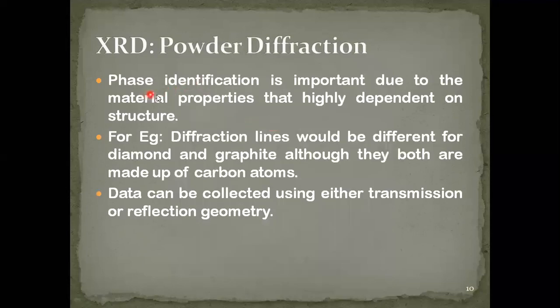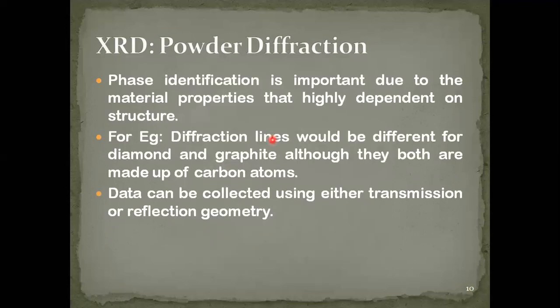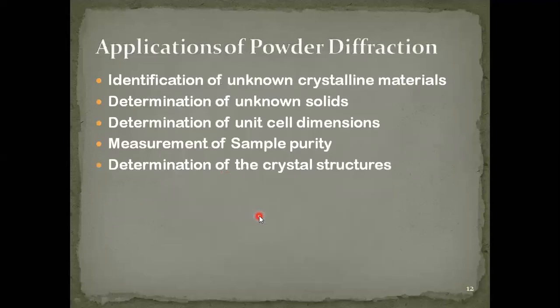So if you are preparing a material, you can identify the phase depending upon the structure of the material, and you also know the structure. JCPDS gives the structure of the material and the phase identification. For example, diamond and graphite are both made up of carbon atoms, but still the diffraction lines state whether it is diamond or graphite, and that can be obtained by using JCPDS. Already we have discussed that data can be collected using transmission geometry or reflection geometry. What is the basis for XRD? Bragg's law is the basis for XRD.